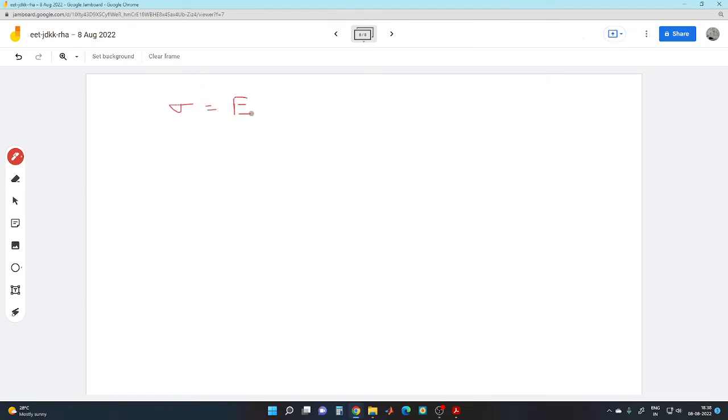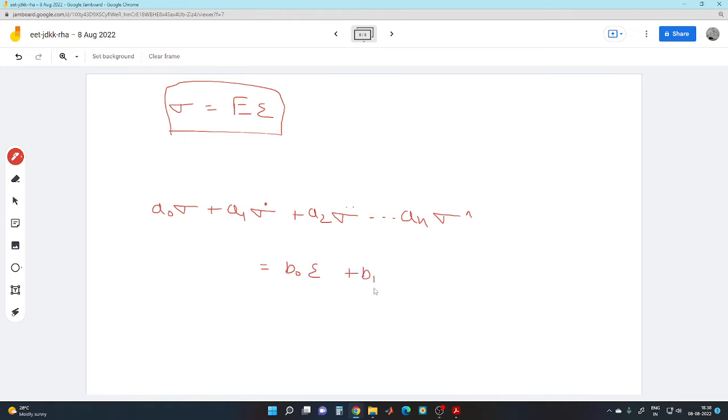So what we are talking about here is, when we talk about Hooke's law, usually what you have studied is sigma equal to E epsilon, but this is the linearized Hooke's law. A generalized Hooke's law says A naught sigma plus A1 sigma dot plus A2 sigma double dot and so on, up to An sigma nth derivative, is equal to B naught epsilon plus B1 epsilon dot plus B2 epsilon double dot and so on, up to Bm epsilon mth derivative with respect to time.